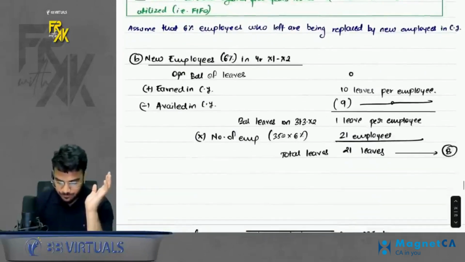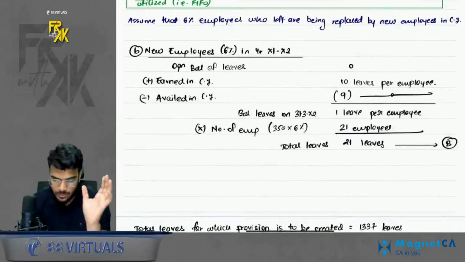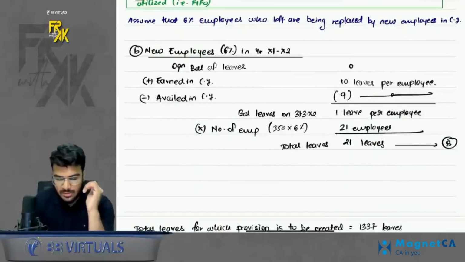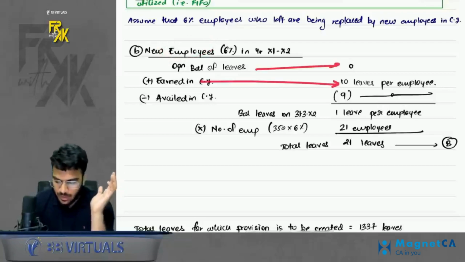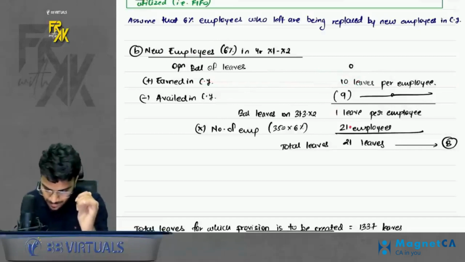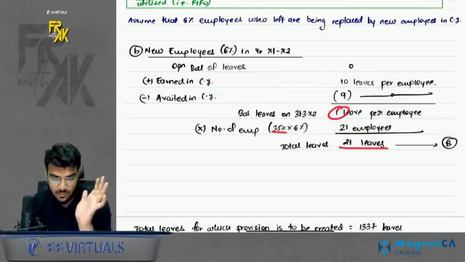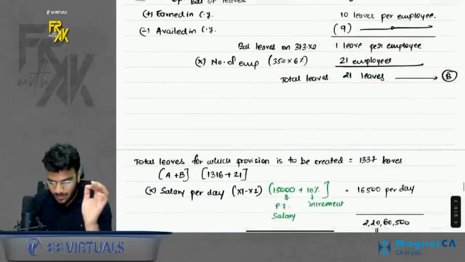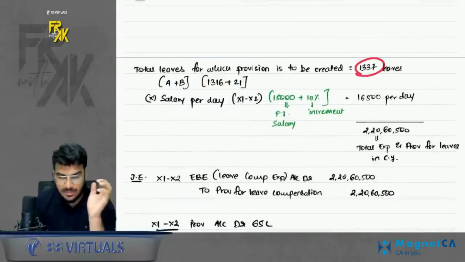Then for the 6% who left, we have assumed that they have been replaced by new employees. Because these are new employees in the current year, they will not have any opening balance of leave. So it will be nil. They earned 10 days in the current year, they avail 9 days. One leave will be there. So total employees here are 21. How did you get 21? 350 into 6%. 21 into 1, you get 21 leaves. So total leaves, how much do you have? 1316 plus 21. Total leaves you have is 1337.